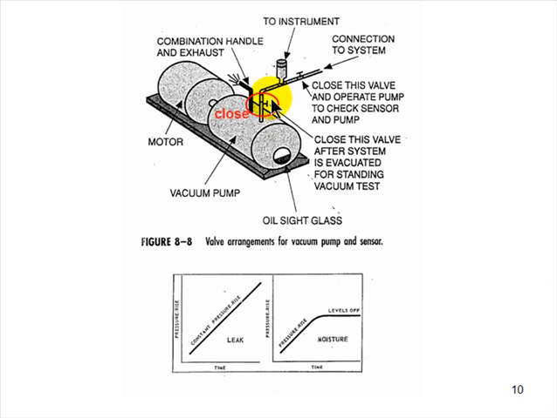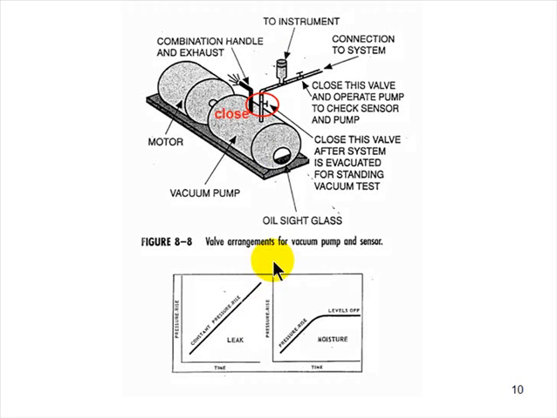Because as long as this valve is open, this micron gauge or thermistor, whatever you have here, is reading the pump inlet pressure, and that's not the pressure in the system where you're evacuating the moisture. So shut it off, close that valve off, shut your pump off, and watch your gauge. It'll do one of three things.